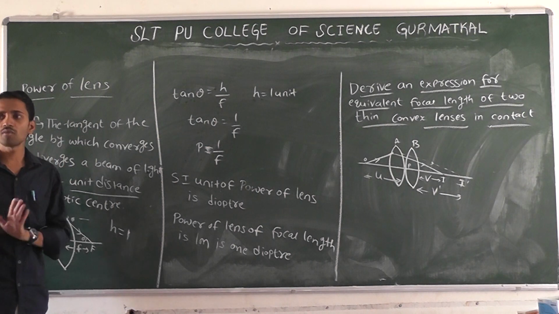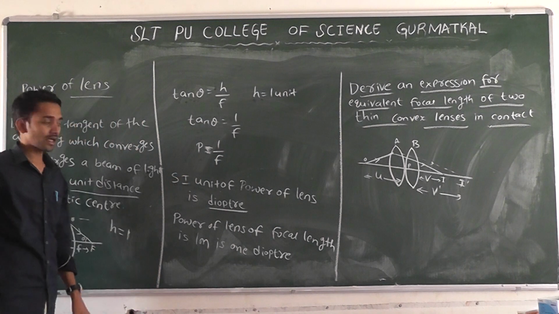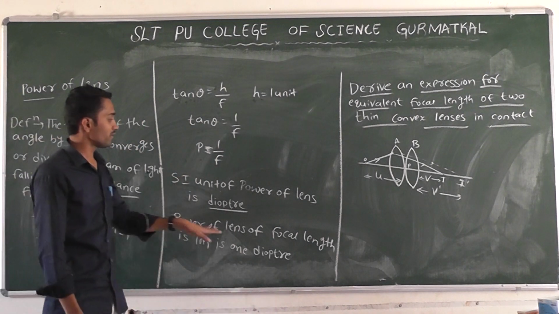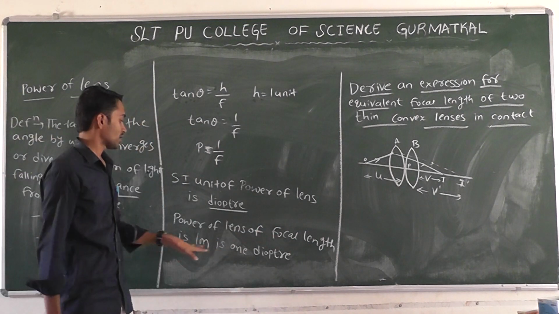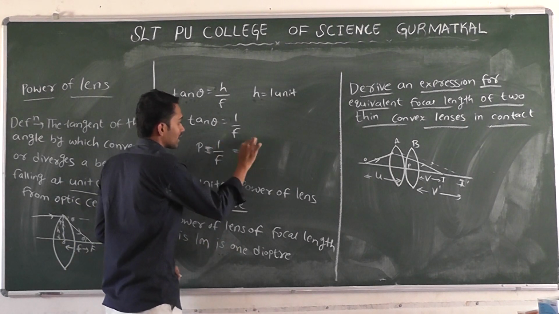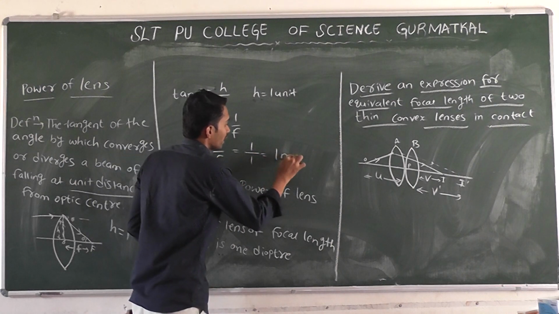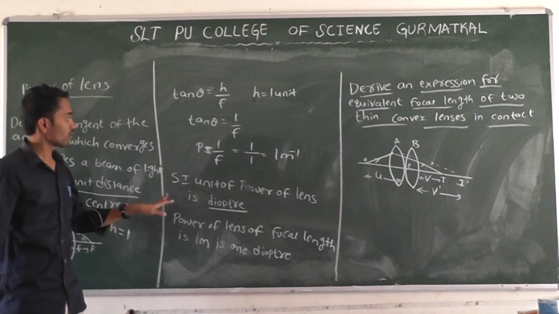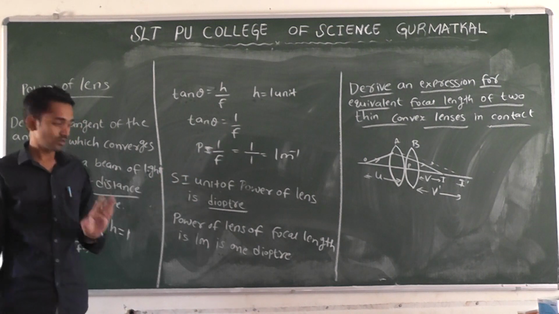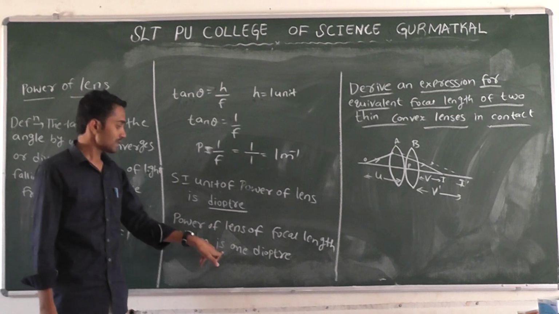What is the SI unit of power of a lens? Simple, you have to write diopter. In some cases they will ask the power of a lens of focal length 1 meter is 1 diopter. Since P is 1 per f, one term is always constant. If the focal length is 1, the power is 1 per meter. So the power of a lens of focal length 1 meter is 1 diopter.